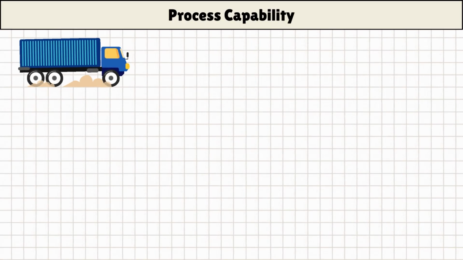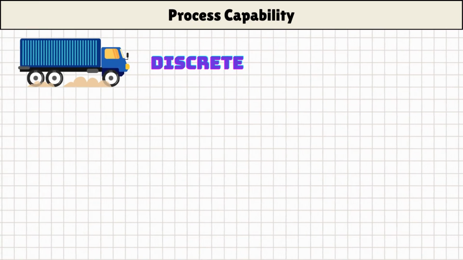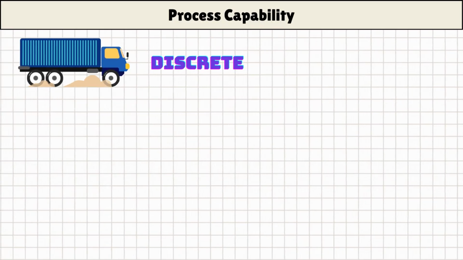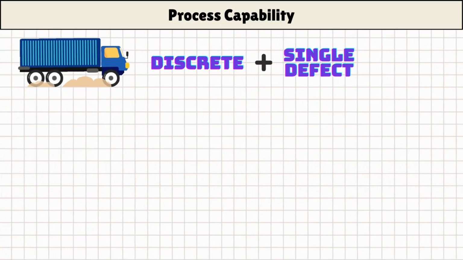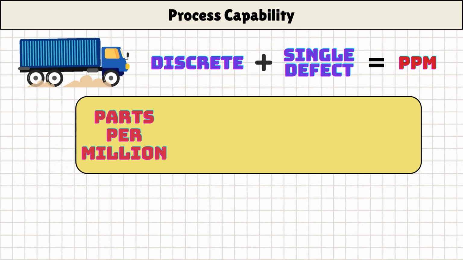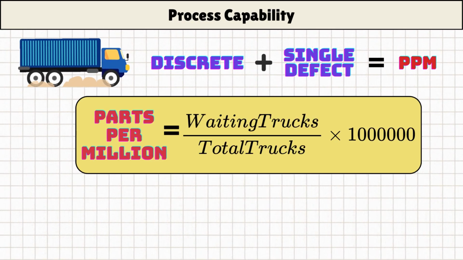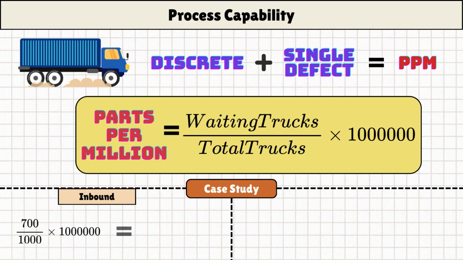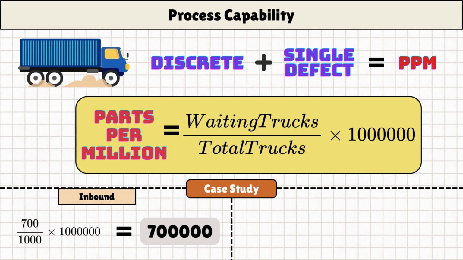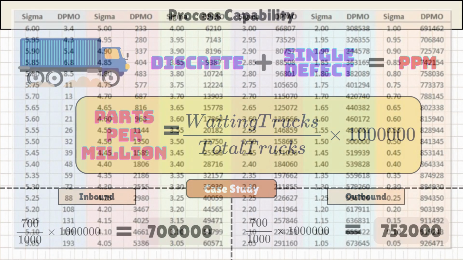For our case, since any truck waiting for more than 30 or 60 minutes would be considered a defect, it is discrete data. And for truck delays, since each truck has only one defect opportunity, we use PPM. PPM or parts per million in our case would be total defects divided by total trucks into 1 million. Thus, for inbound, PPM is 7 lakhs and for outbound, PPM would be 7,52,000.